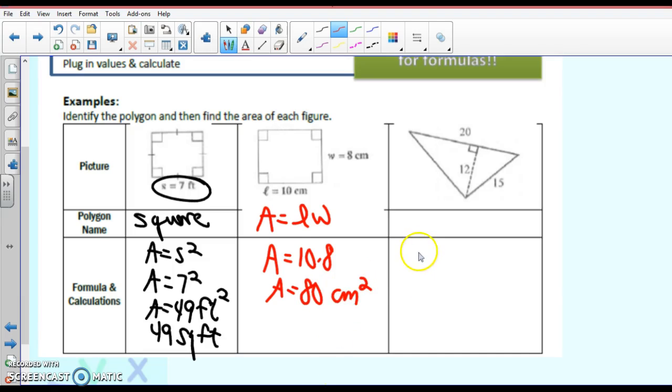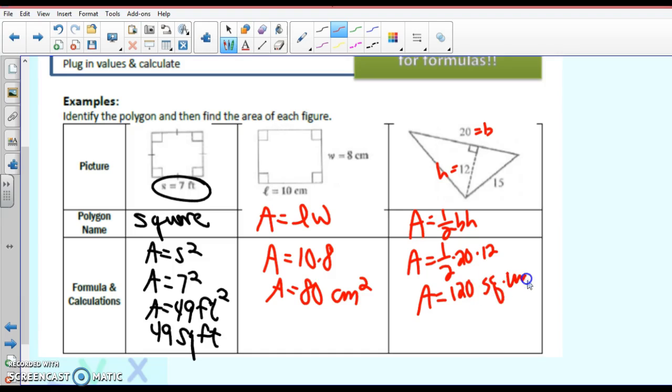Here's a triangle. On your formula sheet, area is 1/2 base times height. If you look at your formula sheet, the base and the height meet at a right angle. So this is your base, this is your height, and your formula sheet shows you that. So the base is 20 times the height is 12. You end up with area is 120 square units, because it didn't tell us what they were. So we just wrote square units.